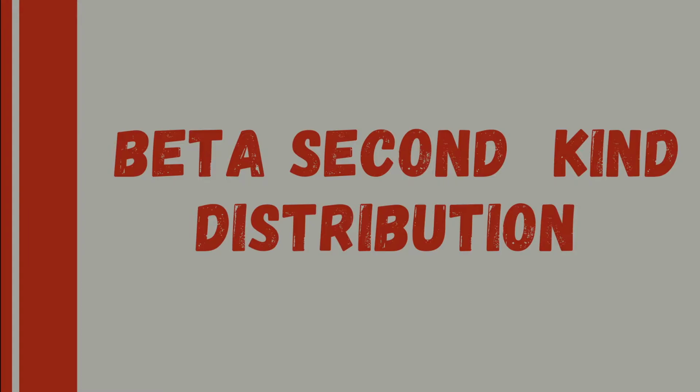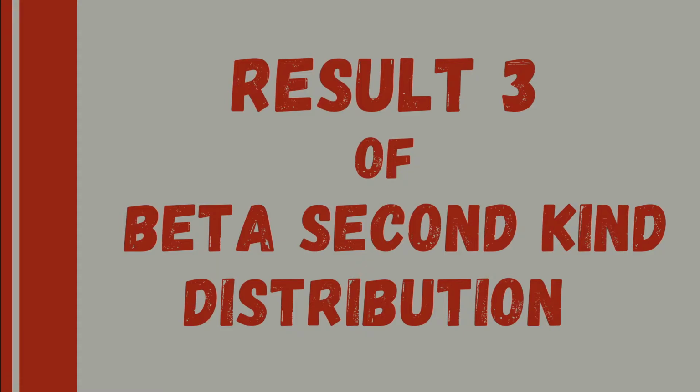Topic of today's lecture is beta second kind distribution. In this topic we are going to learn result number 3 of beta second kind distribution. In the previous lecture we have already discussed result 1 and 2 of beta second kind distribution. Now in this lecture we will learn result 3 of beta second kind distribution.